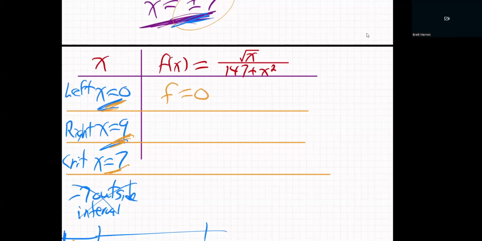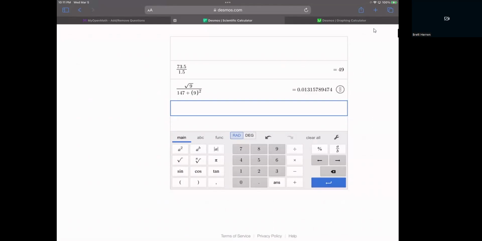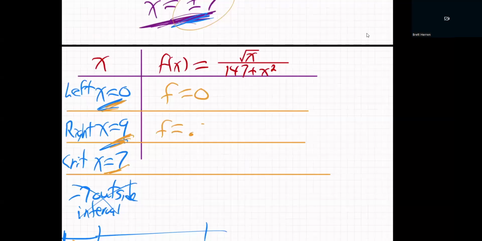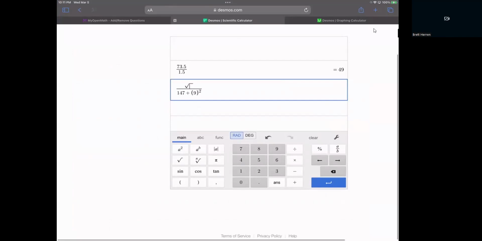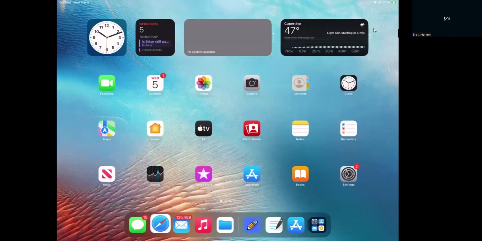Go back and put in a 9. Boom. 0.013. And then the last one, put in 7. 7. And I get 0.013. Is that the same thing? That looks exactly the same.